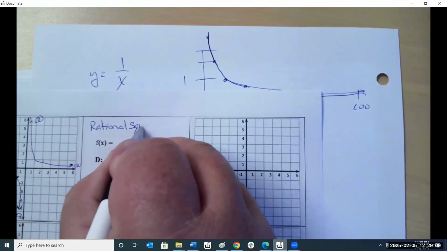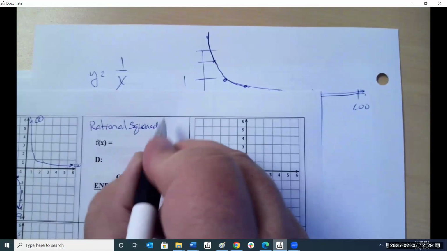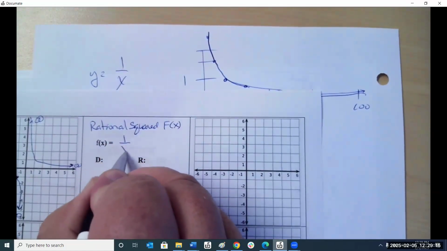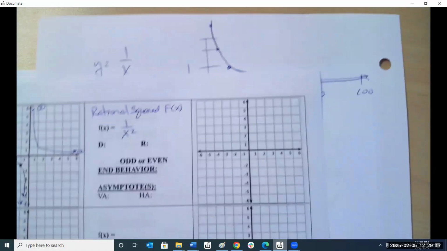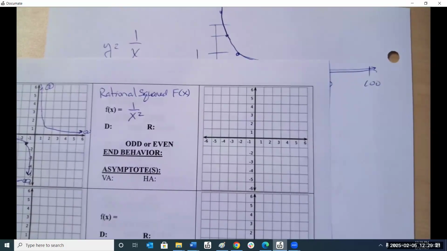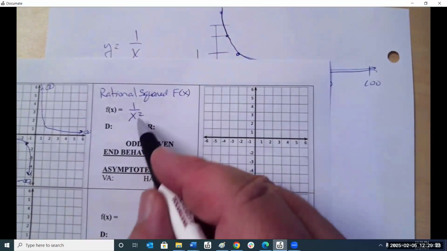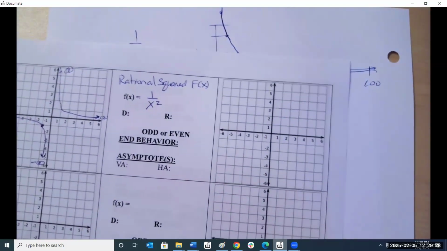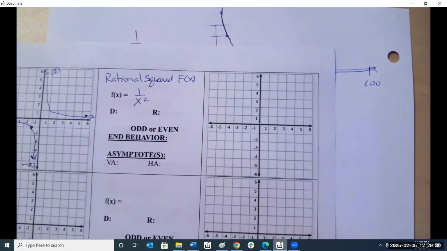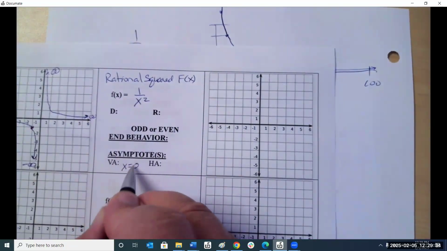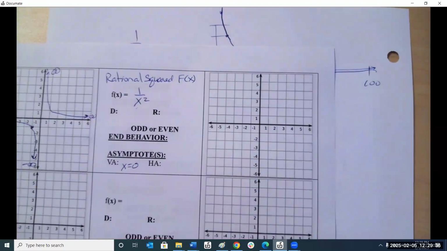Rational squared function, which is 1 over x squared. What do we notice about this function? It's a fraction, so we know it has asymptotes. Where are the asymptotes? X equals 0, because x cannot be 0.